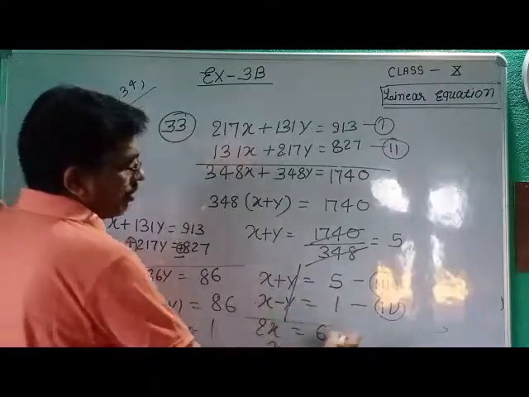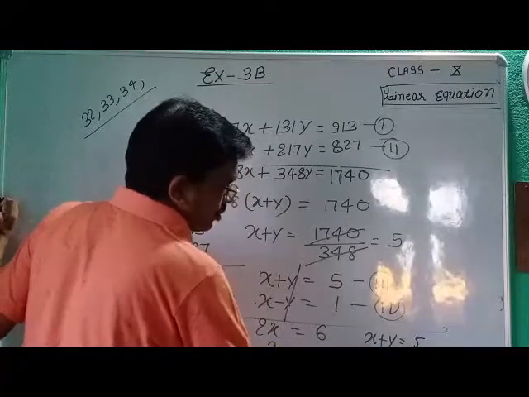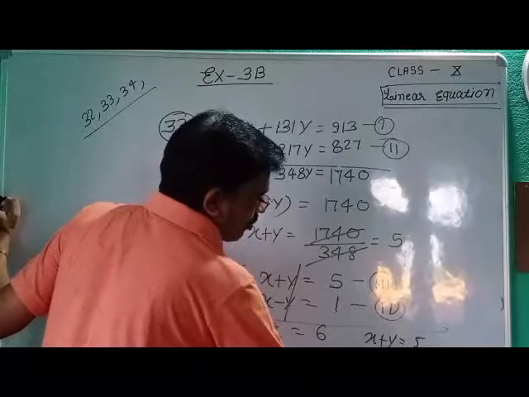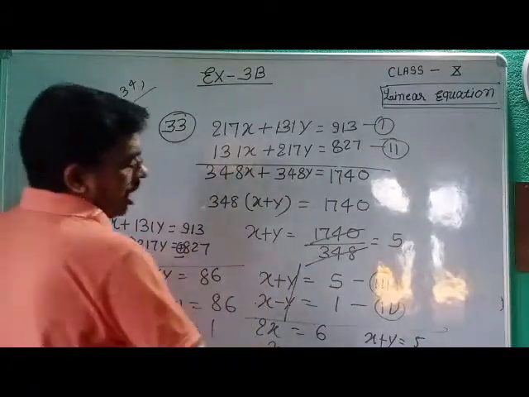And putting the value here, x plus y is equal to 5. Then x is equal to 3. So what is the value of y? Then it is clear. y is equal to 5 minus 3, that is 2. So the value of x is 3 and y is 2.